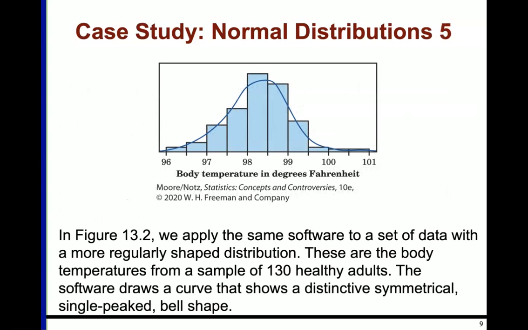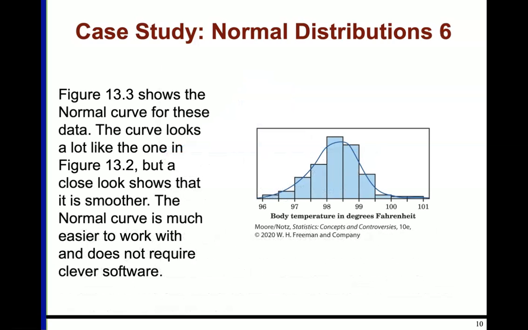This density curve is getting much closer to what's called the normal distribution. And you can see here that it's relatively symmetric, relatively bell-shaped. It has a single peak, and this is data from 130 healthy adults. And we can imagine what the entire population would look like if we had everybody's information instead of just these 130 adults. And you get a curve that looks something like this in the figure.